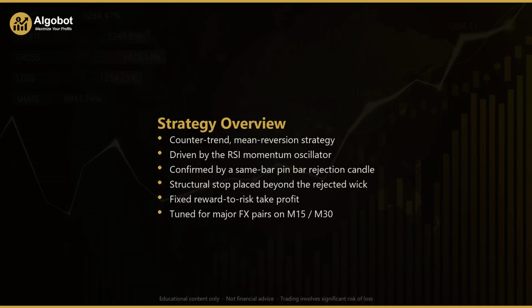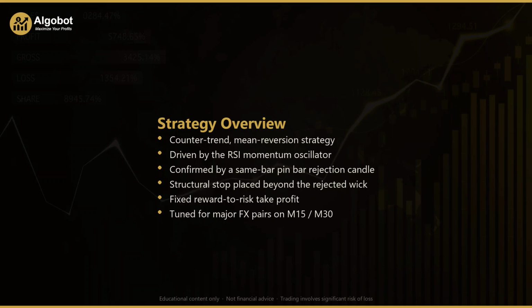The strategy only acts when both ingredients agree on the very same closed bar. Stretched momentum without a rejection candle is ignored, and a rejection candle without stretched momentum is ignored too. That double requirement is the whole point of the design, because acting on RSI alone can mean stepping in front of a move that simply keeps extending.